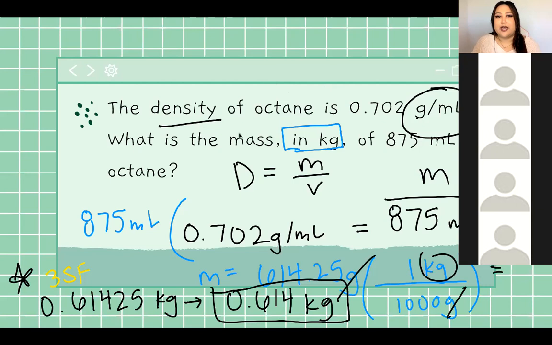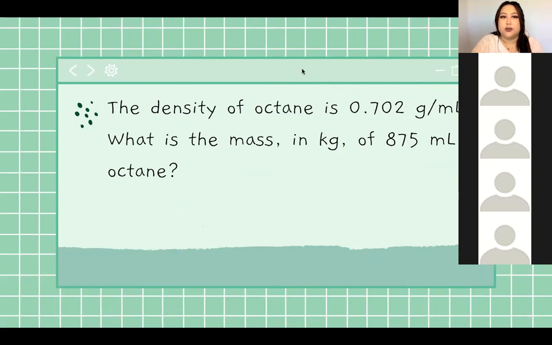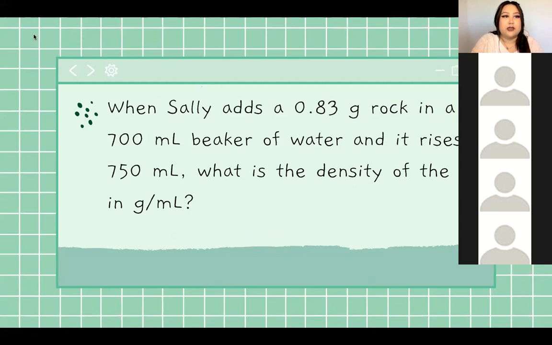So just a recap, when you're given a density problem, you set up the equation with whatever you're given, identify what's the missing variable that you need to solve for, then check how many sig figs your final answer has to be in, and the correct units it has to be in. So let me go ahead and erase the board and then move on to our next problem.